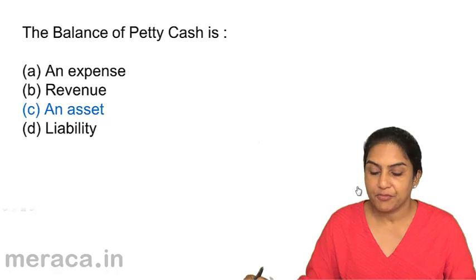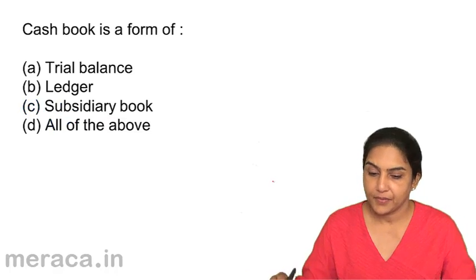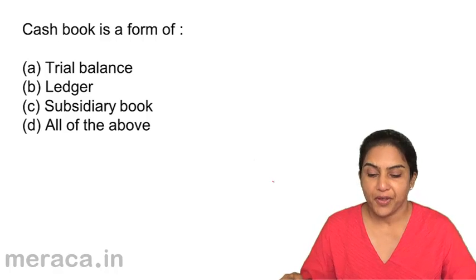Correct answer, balance of petty cash. Answer C, asset. Cash book is a form of A, trial balance, B, ledger, C, subsidiary book, D, all of the above.